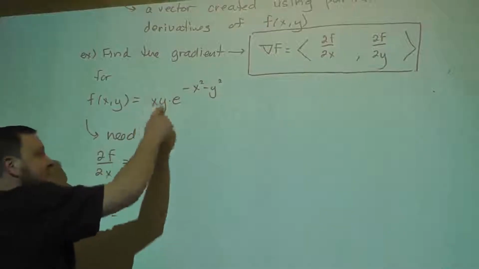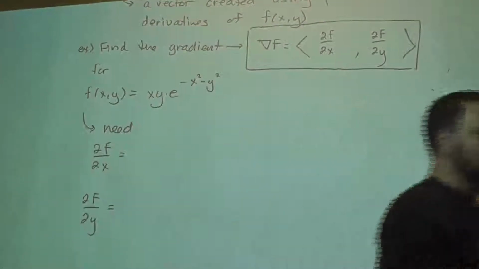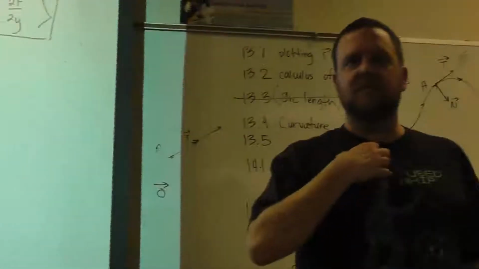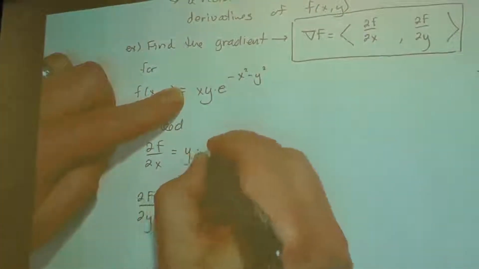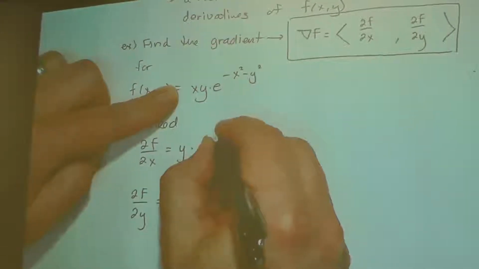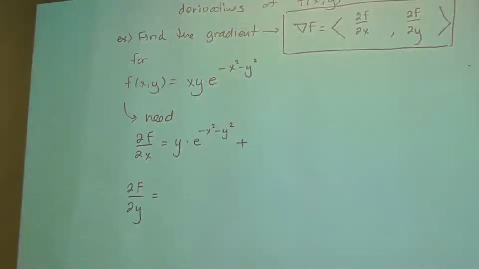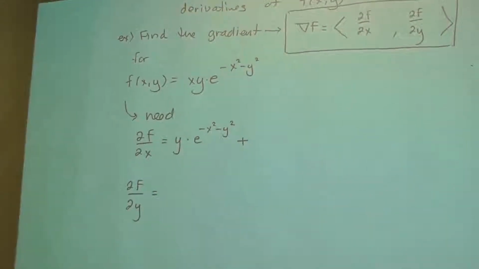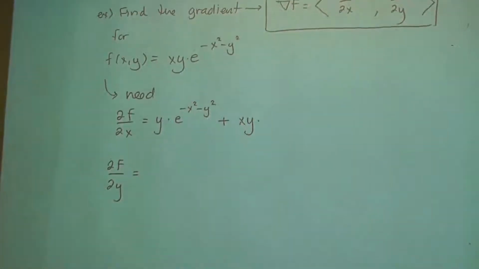So the partial derivative of this with respect to x would give me x goes to 1, and what happens to the y? Stays constant, like a coefficient. So the derivative of this with respect to x would give me y times the exponential left alone. And then plus, you switch it up. If you leave this alone, xy is going to be left alone now, times the derivative of my exponential.